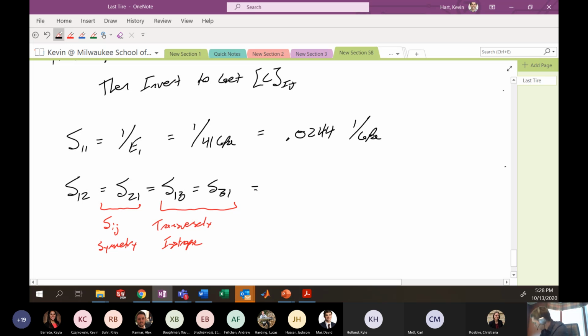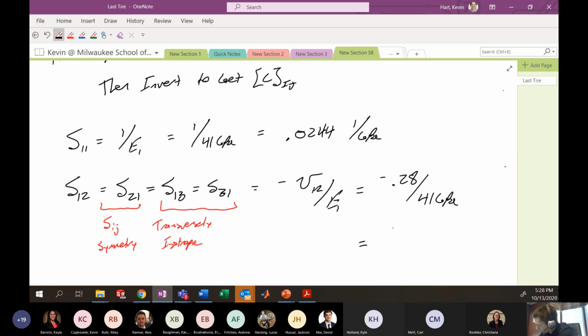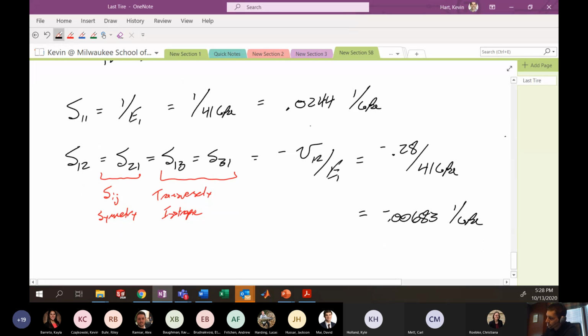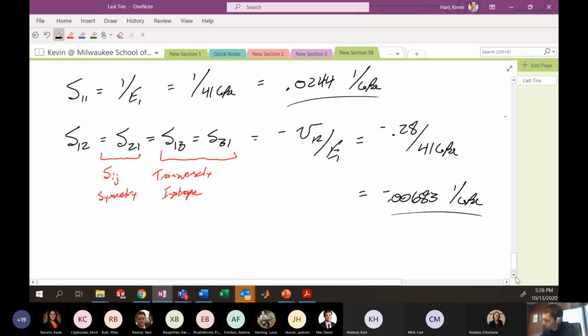And so visiting my equation sheet, this is negative nu12 over E1. I'm given most of these material properties, negative 0.28 over E1, which is 41 GPa. So I could tackle all the entries of this particular compliance matrix S by calculating this out here as negative 0.00683, 1 on GPa. All right. So I'm just working my way through all of the entries in brute force fashion.